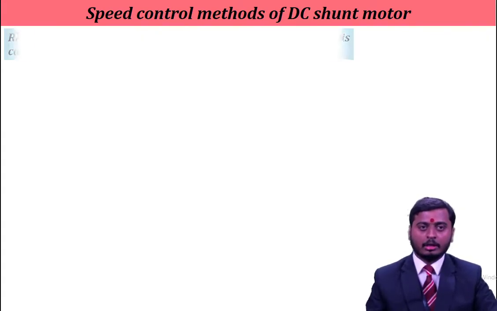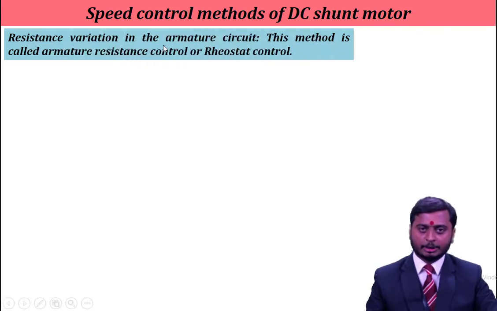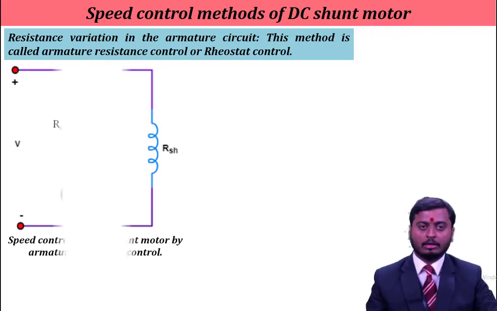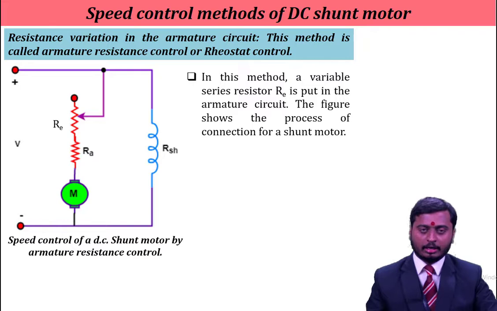Now let's discuss each and every method of speed control of a DC shunt motor one by one. First will be resistance variation in the armature circuit. This method is also called armature resistance control or rheostat control. This is the figure for speed control by using armature resistance control. Here you will observe that V is the voltage given, RA is the armature resistance, this is the armature, and this is RSH, the field winding. Why is SH given? Because it is shunt connected, so this is a shunt connected field winding.